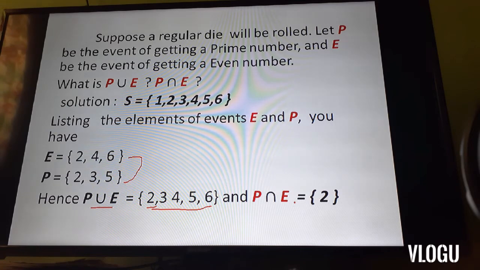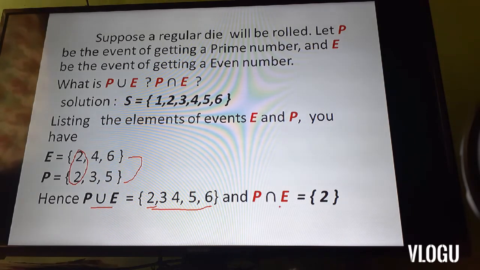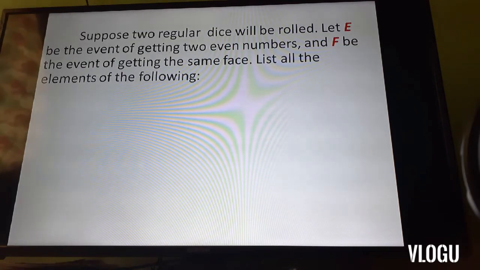Now to look for their intersection, we simply look for the common numbers found in event E and event P, and that is the number 2. And therefore, the intersection of the prime numbers and the even numbers is 2. That is your final answer. Let's have example number 2.